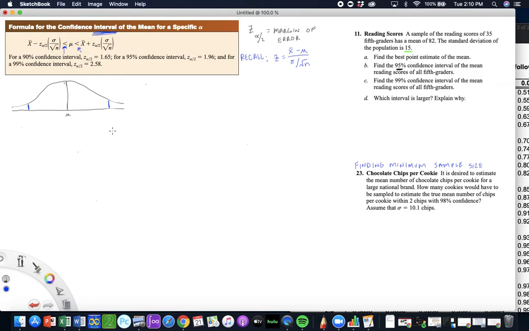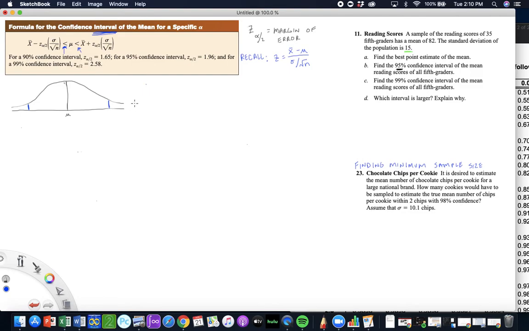Now, what I want to dive into first is this notation, this z with a subscript. That represents the margin of error. So you see this little piece of information right here in both cases. That's what we're using as the margin of error, and that's where these confidence intervals come into play.